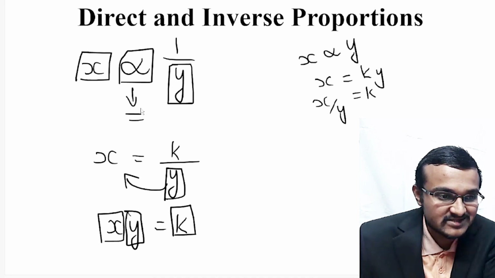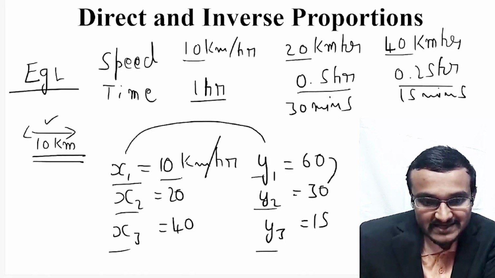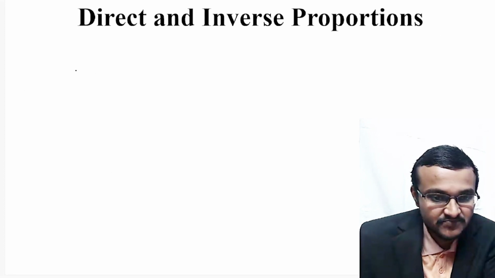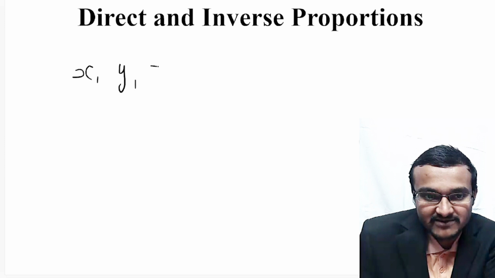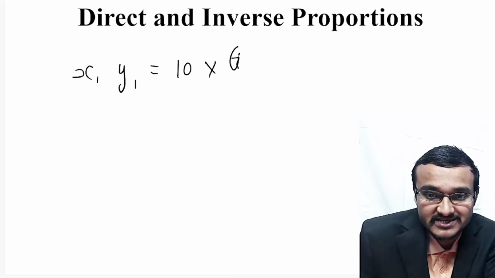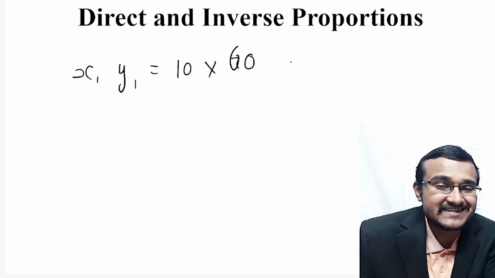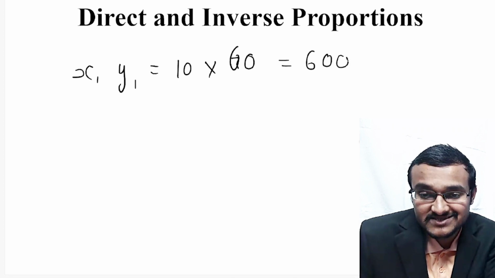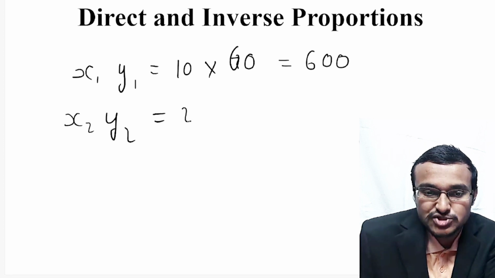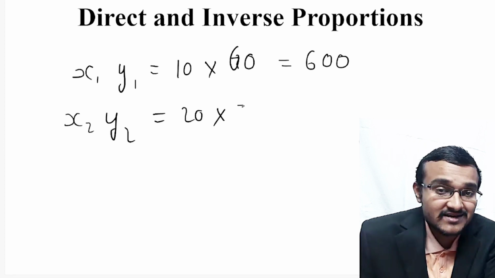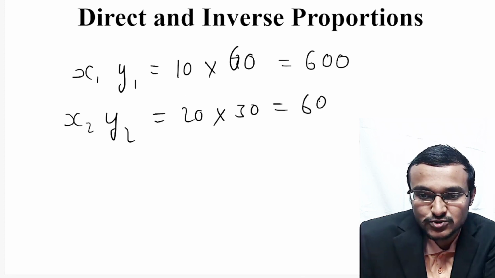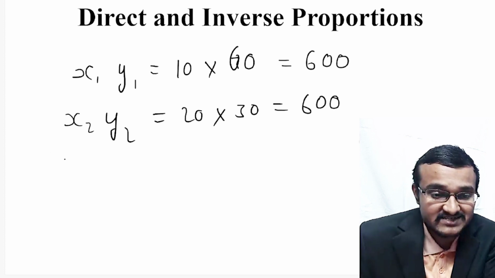So in this particular example, we have x1 as 10 and y1 as 60. We will multiply those two corresponding terms. So x1 into y1 will be 10 km per hour into 60 minutes. What is 10 into 60? 10 into 60 is 600. Now let us take x2 into y2. x2 is 20, y2 is 30. So 20 into 30 means 2 threes are 6, and 2 zeros are there, so we have to put 2 zeros here. Again we are getting 600.